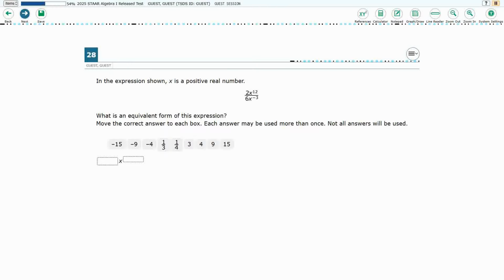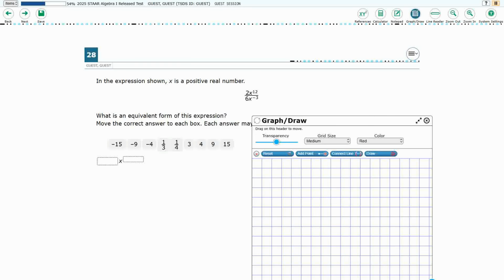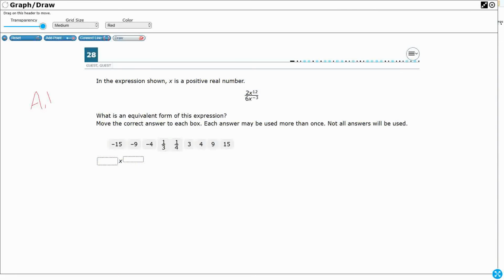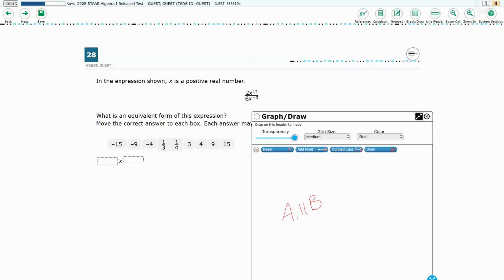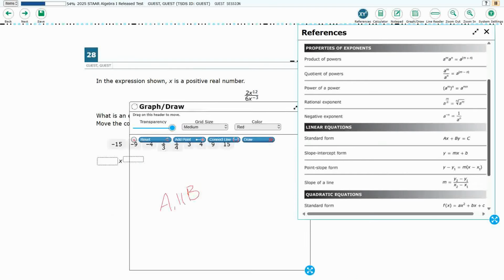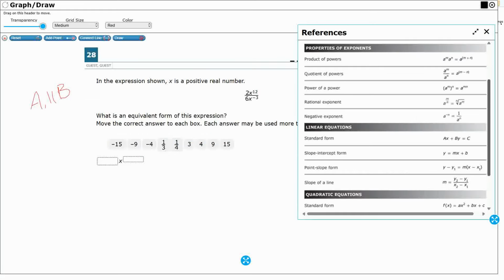Number 28, we are looking at laws of exponents. This is A.11b. We have drag and drop here, and we need to just keep our laws of exponents in front of us. So let's go ahead and just open that up. Bring it over here off to the side where it's not going to bother us. All right, so products, quotient, power of a power, rational, negative, all of that.